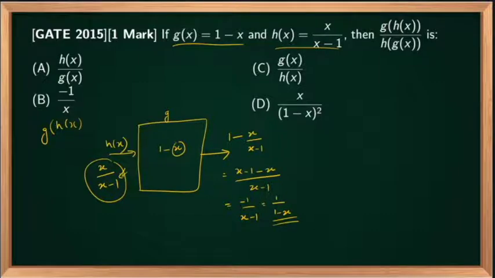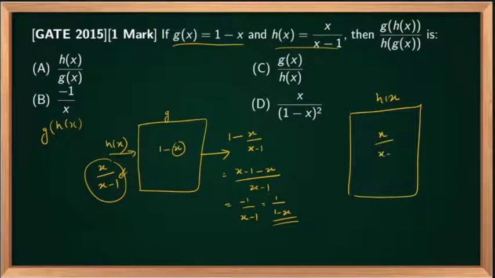Now what is h of g of x? H of g of x is, again, you have h of x, right? And what is h of x? That is x by x minus 1. And the input, you are giving g of x. Now what is g of x? That is 1 minus x. Now what will h of x do? The output of h of x will be, instead of x, you replace with 1 minus x, right? So that will be 1 minus x divided by 1 minus x minus 1. That will be equal to 1 minus x divided by minus x.